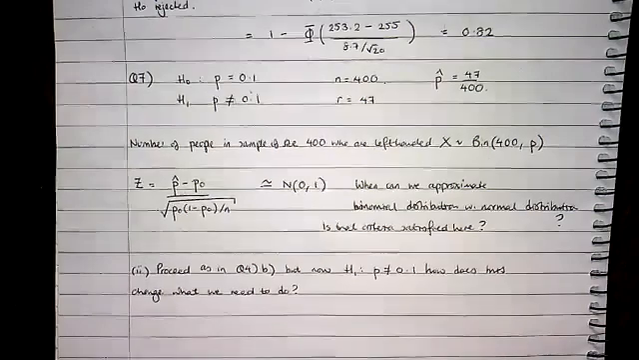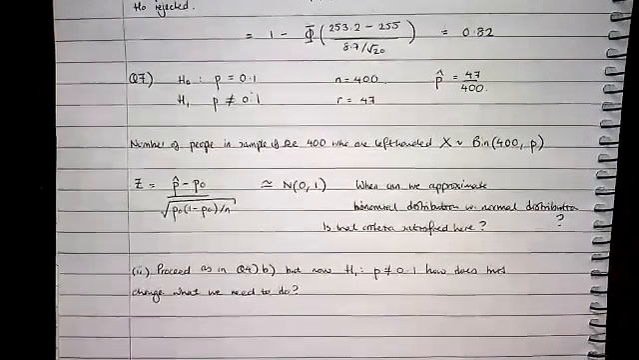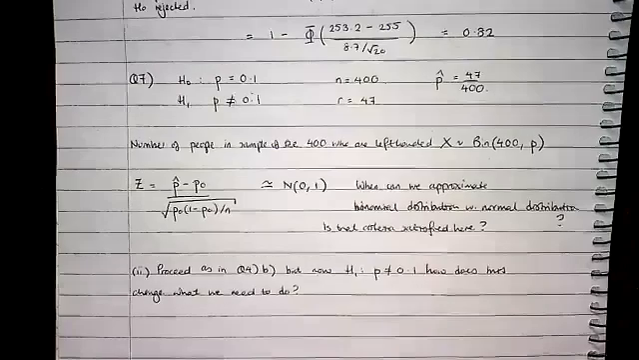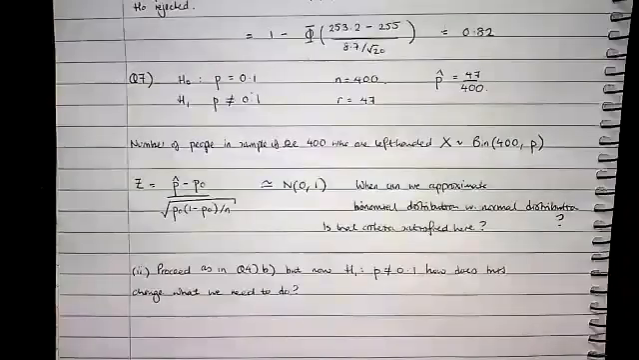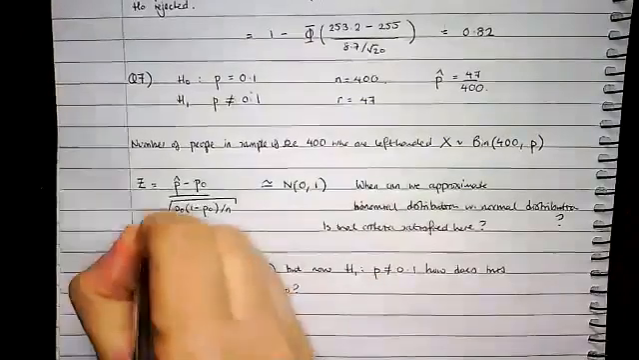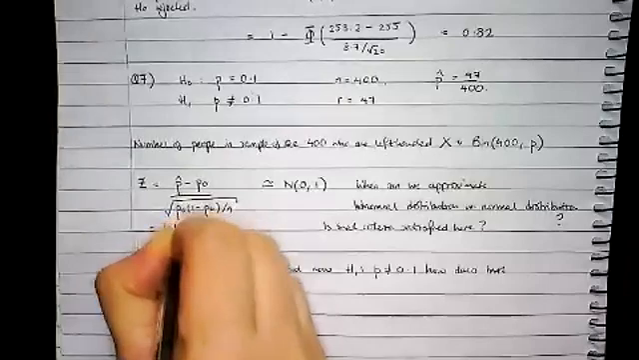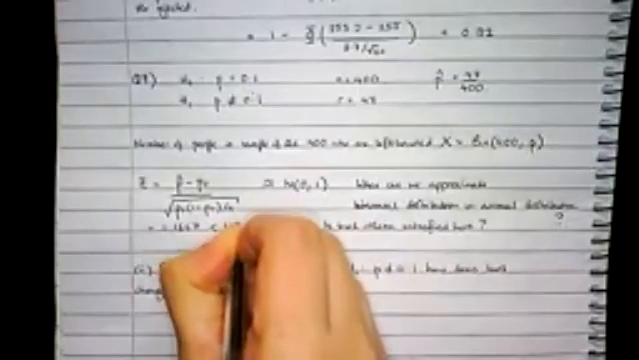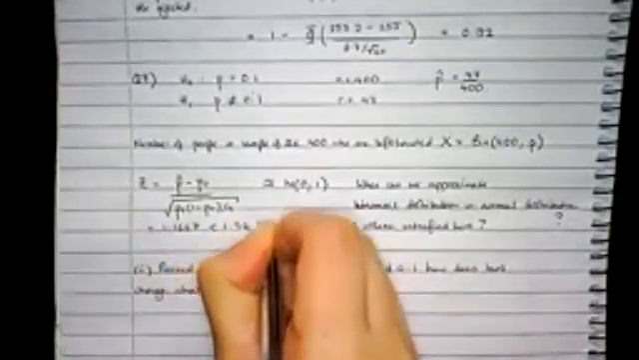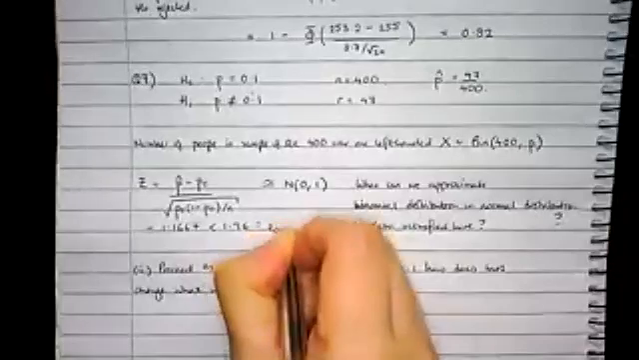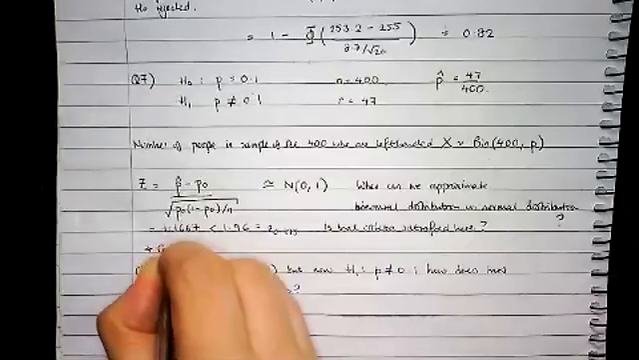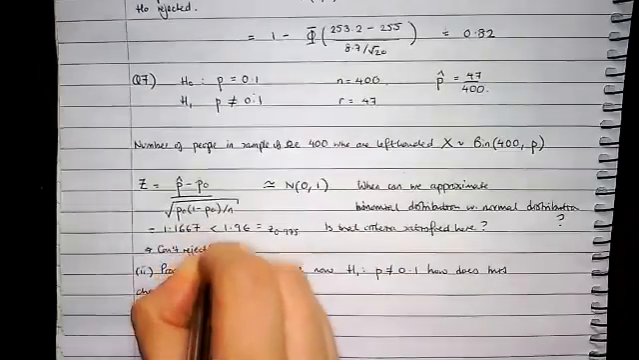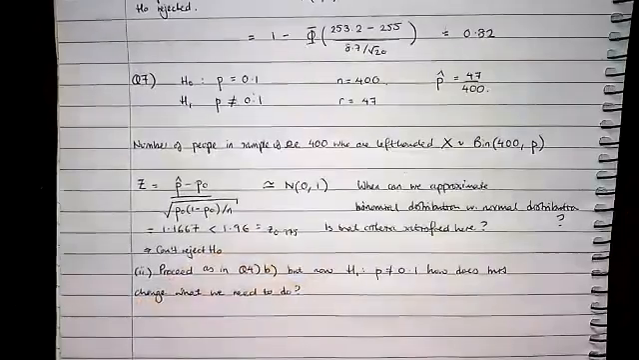Okay, so what I'd like just to say to finish off is in part one, you should have found a value of Z, which is 1.1667, which is less than 1.96. That's the value of Z 0.975. So we can't reject H0. So we've not got enough evidence to dispute the claim that 10% of people are left-handed.